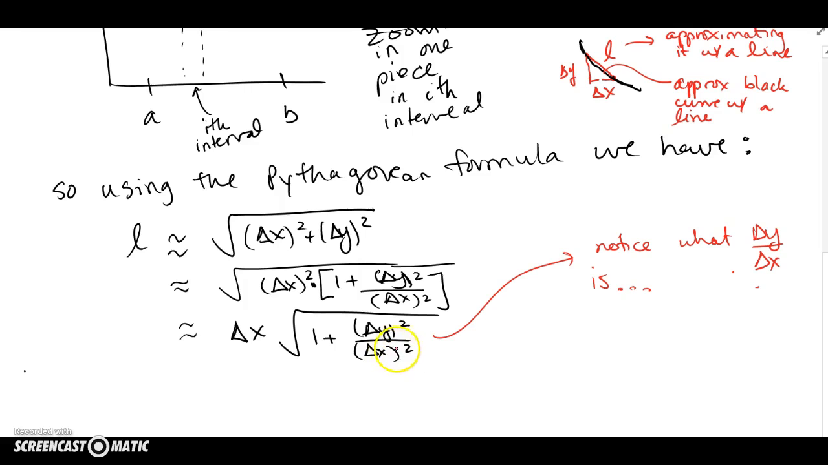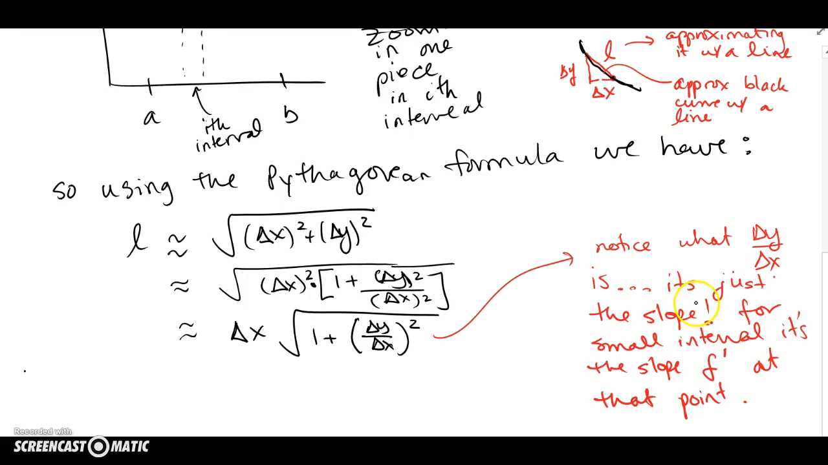Now notice what we get here is basically delta y over delta x, quantity squared. So let me rewrite it like that. And notice delta y over delta x. What is that really? What do we know change in y over change in x normally as? It's a concept we're familiar with. That's simply the slope, right? The slope of a line at that point that you're interested in is delta y over delta x. So it's just a slope, and for the small interval we're interested in, we know that the slope is really f prime. It's the derivative of f at that point in the ith interval that we're interested in. So we're going to rewrite this as delta x times the square root of 1 plus f prime squared at some point in that little ith interval.